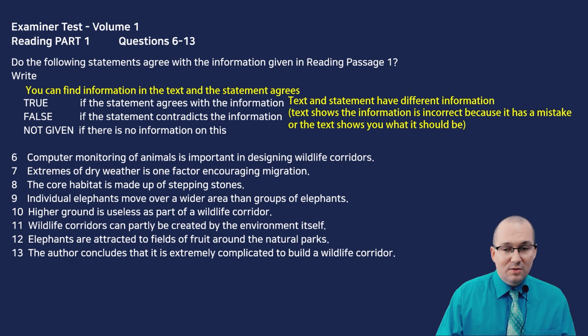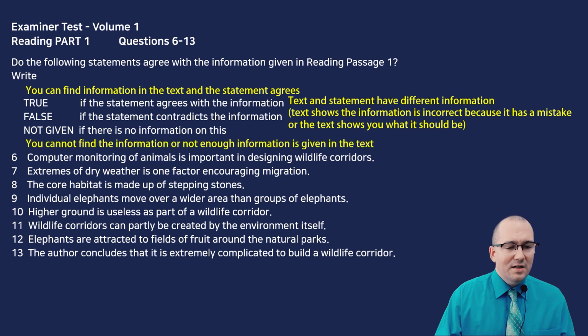So true is quite obvious. False, you have to be clear. Not given is a little bit trickier, right? Not given is you cannot find the information, or not enough information is given in the text. That's the key there. Not enough information is given in the text.